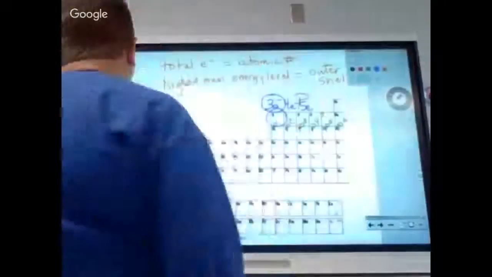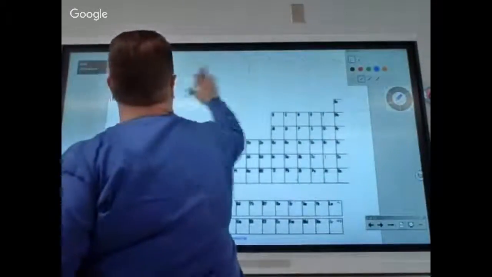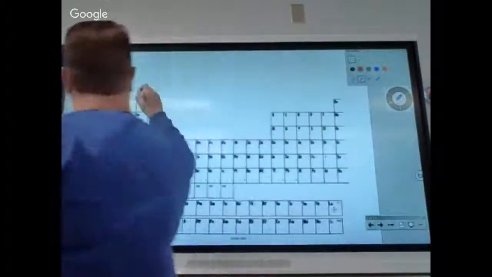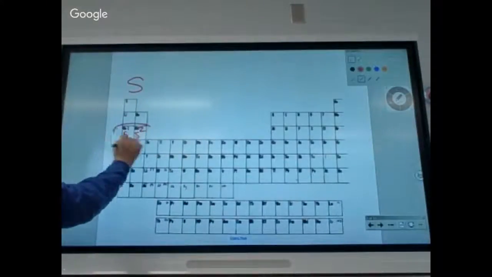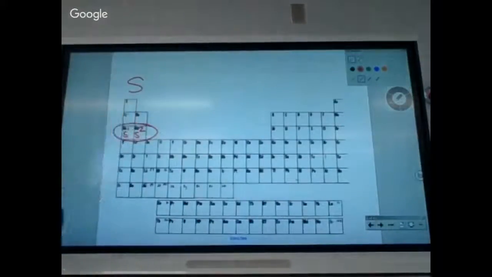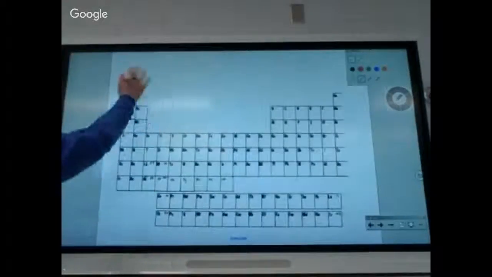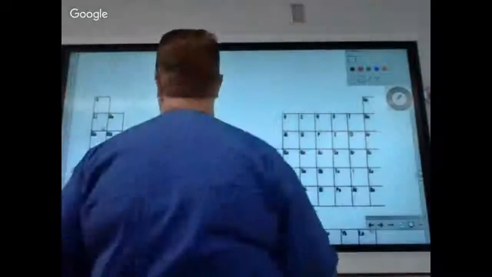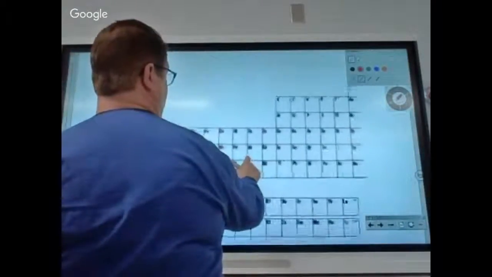All right, if we look at question A, what's the maximum number of electrons that the S sublevel can hold? 2. Now, if you get stuck with this, all right, where's the S sublevel? Right here, right? S1, S2. All you have to do is count the blocks. 1, 2. Okay?